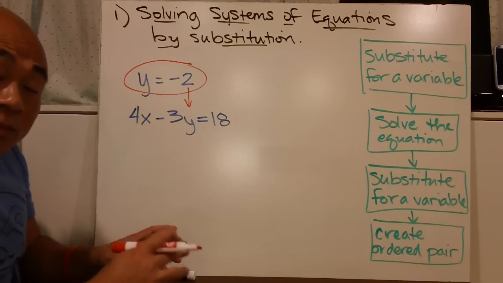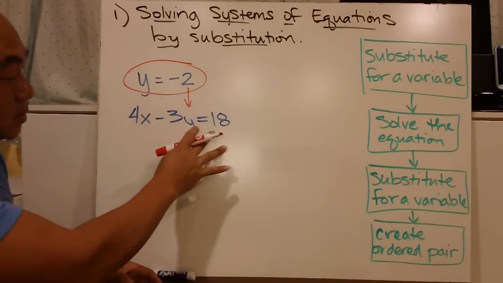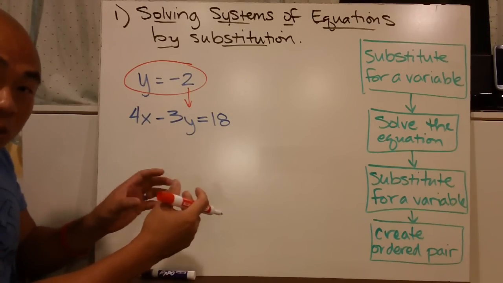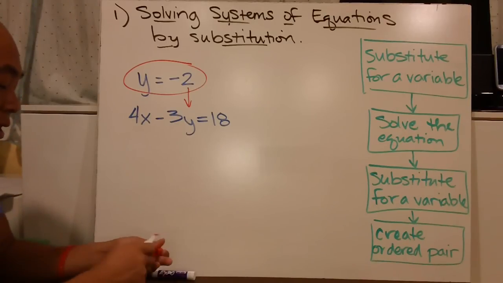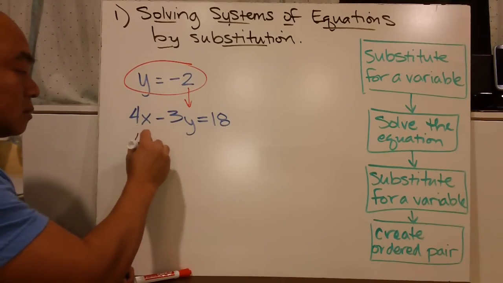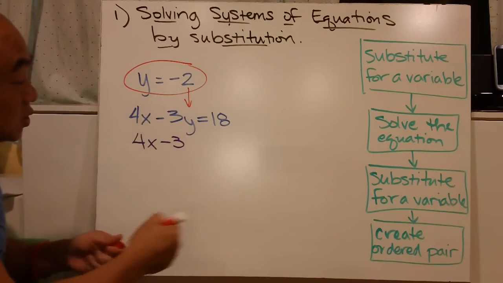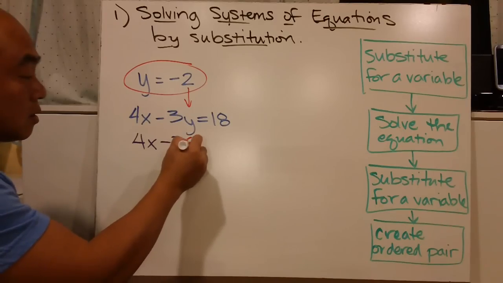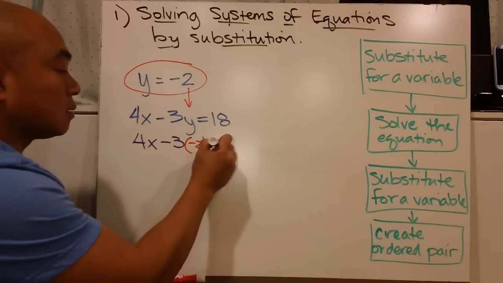Now, there's one really big hint that I'm going to tell you. When you are doing this, make sure that you put parentheses around what you're substituting, so that you know you are substituting that entire term. Okay? So let's rewrite it. I have 4x minus 3, and I'm going to substitute for y, and y is equal to -2, so parentheses -2, equals 18.